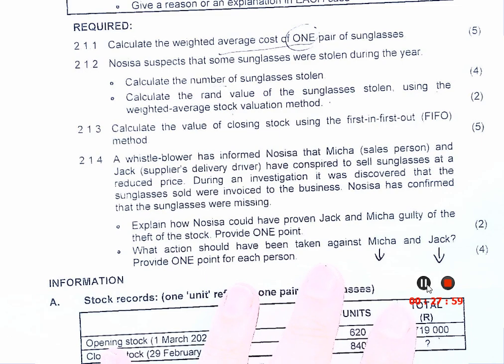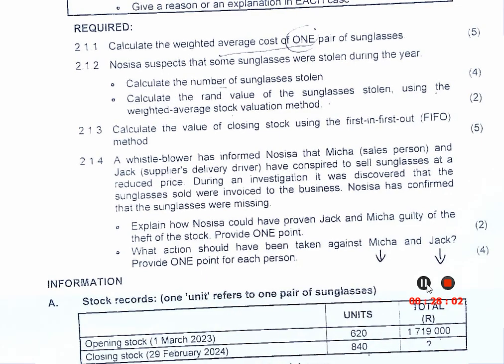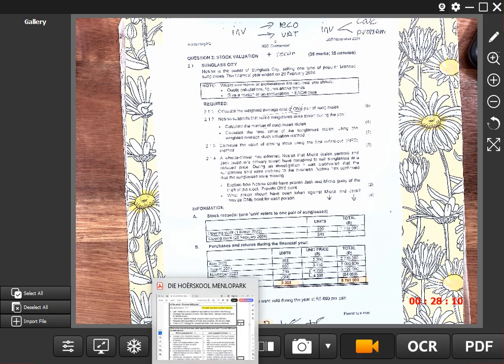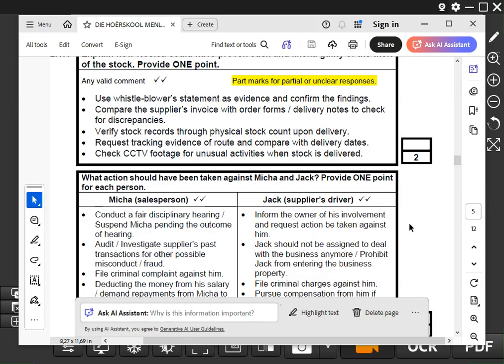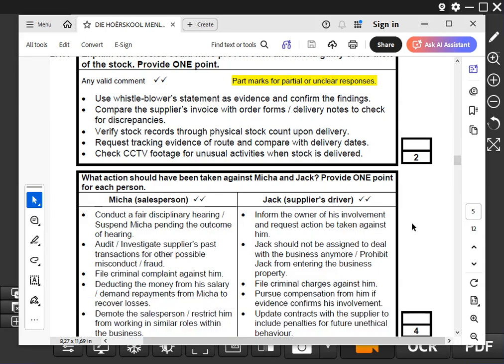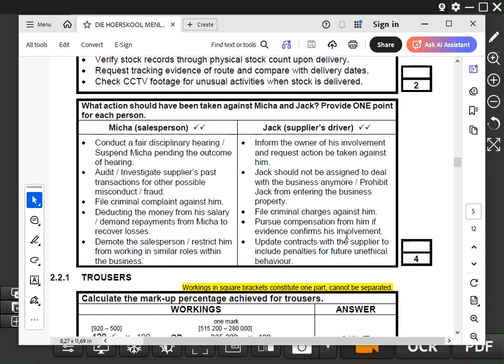But I also think I will talk to my supplier. I will report him to the supplier so that the supplier can deal with him. Okay, so let's see. Can we write illegal actions in the test? What illegal actions? No, they will mark it wrong. Don't do that.